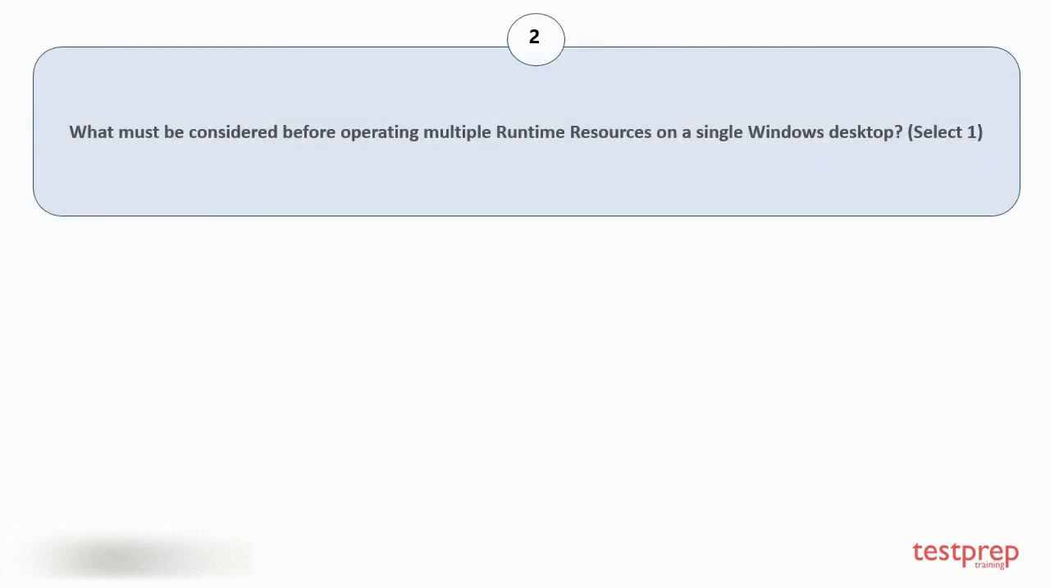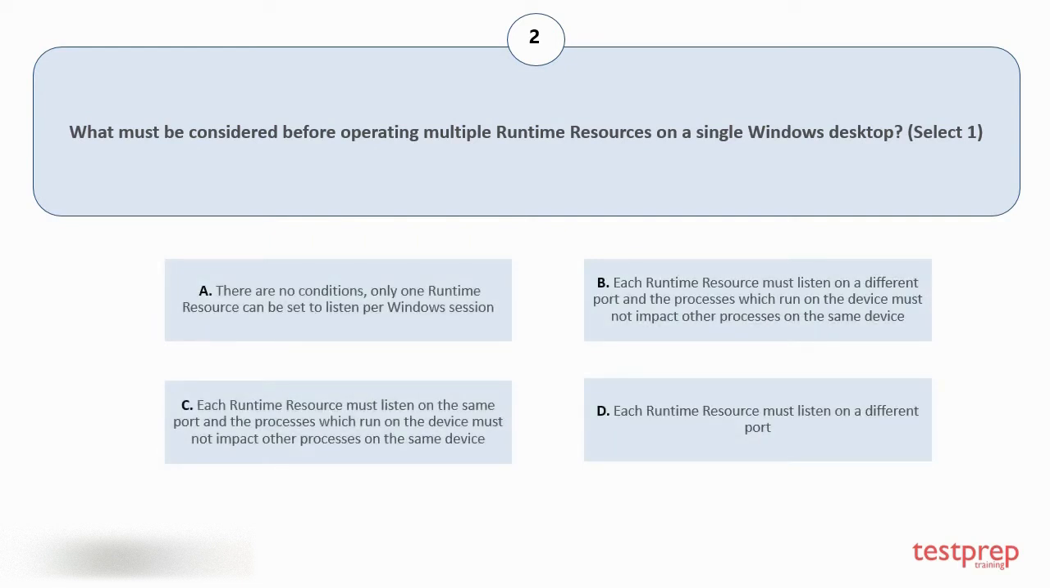Question number 2. What must be considered before operating multiple runtime resources on a single Windows desktop? Select 1. Your options are A. There are no conditions, only one runtime resource can be set to listen per Windows session. B. Each runtime resource must listen on a different port, and the processes which run on the device must not impact other processes on the same device.